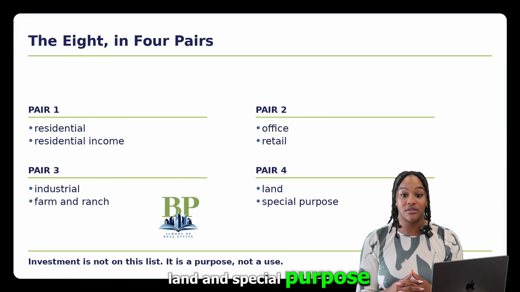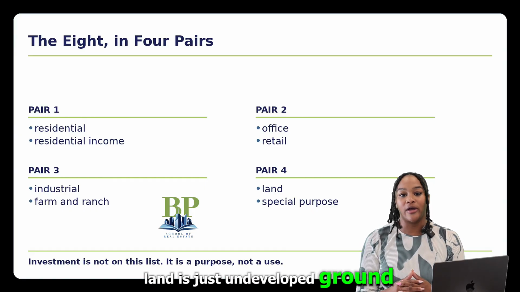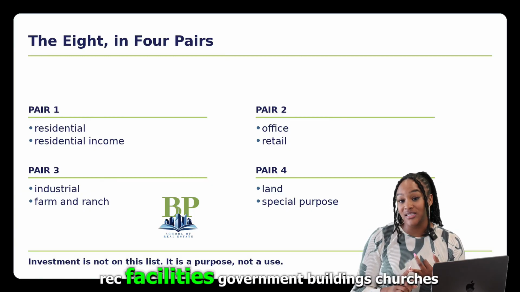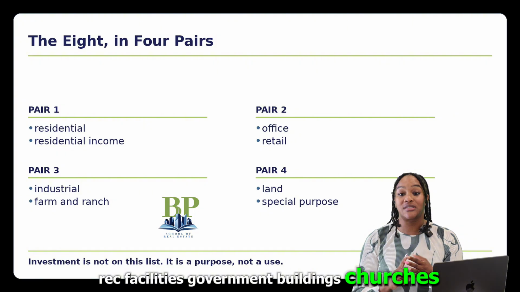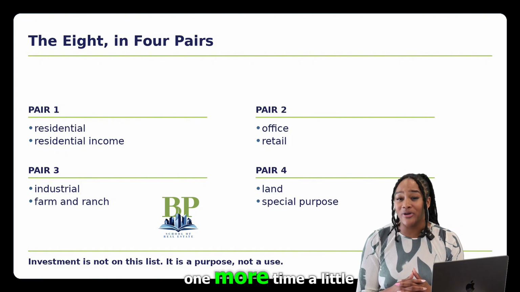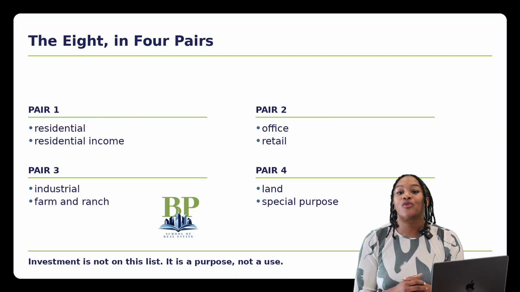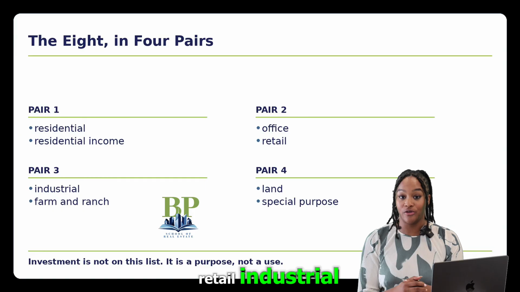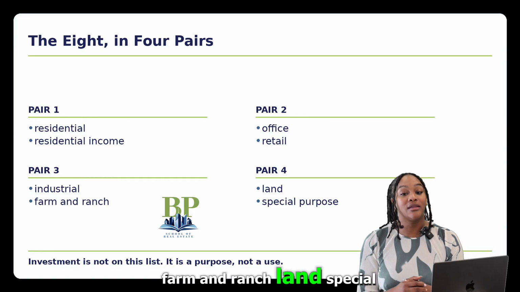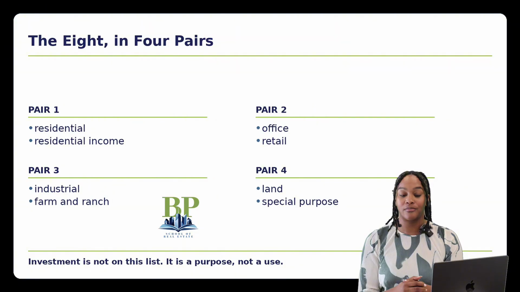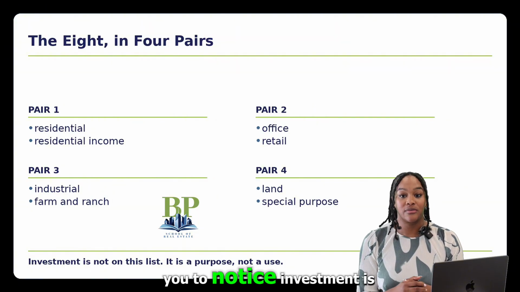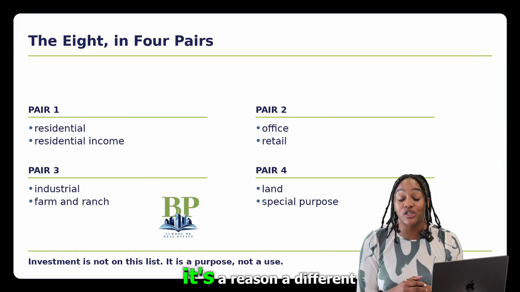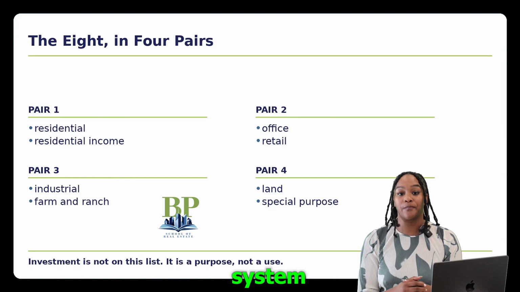Land and special purpose. Land is just undeveloped ground. Special purpose is a catch-all. Parks, rec facilities, government buildings, churches, and schools. One more time, a little bit faster. Residential and residential income, office, retail, industrial, farm and ranch, land, special purpose. Now here's what I want you to notice. Investment is not on the list because investment isn't a use, it's a reason, a different system.